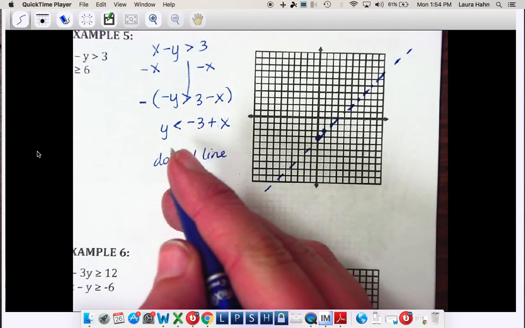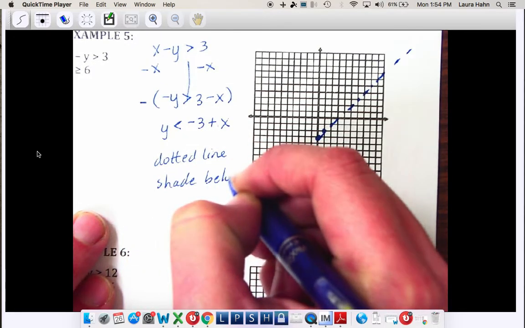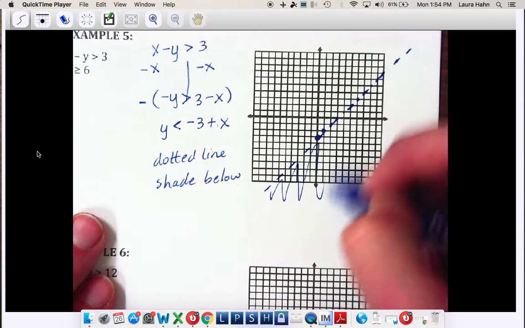And that's a less than symbol, which means I need to shade below. So we'll lightly shade below.